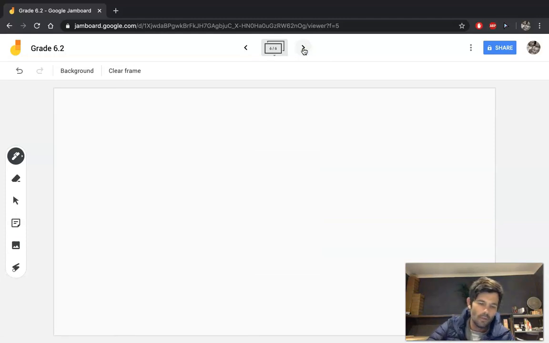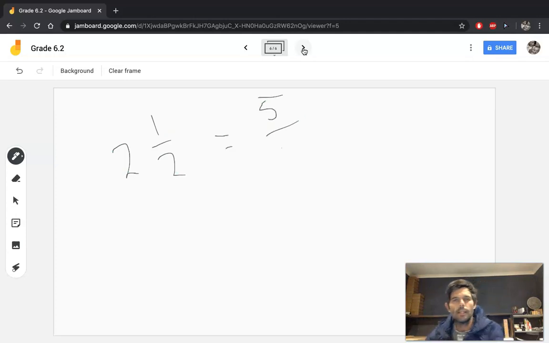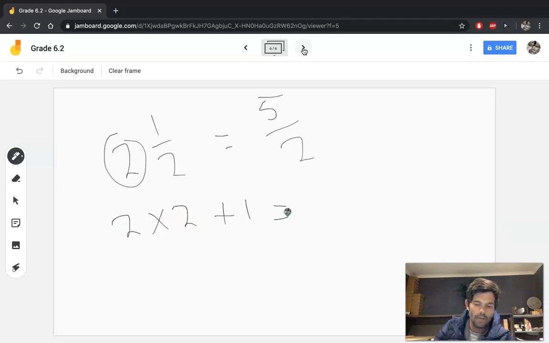So I'll have a look at the example I gave you on the previous slide, and that said 2.5 was equal to 5/2. So I'm going to give you about 10 seconds to think, how did I get 5/2 from 2.5? Okay, so what I need to do here is I need to take the whole number, multiply it by the denominator, and that gives me 4, and then I add the numerator, which is 1. So it's 2 multiplied by 2, add 1, which equals your 5, and you keep the original denominator.